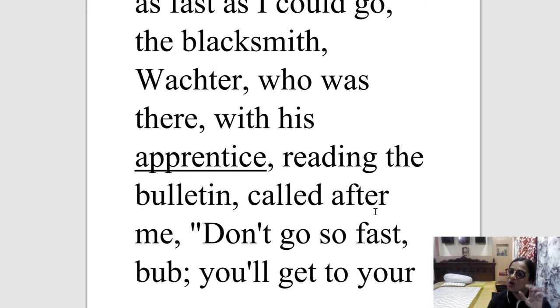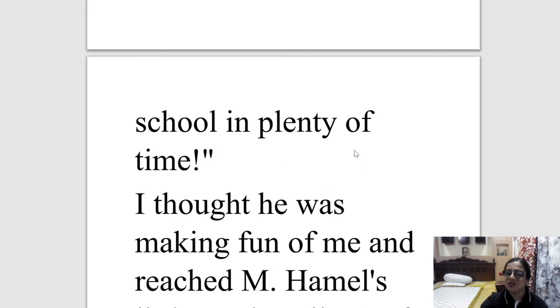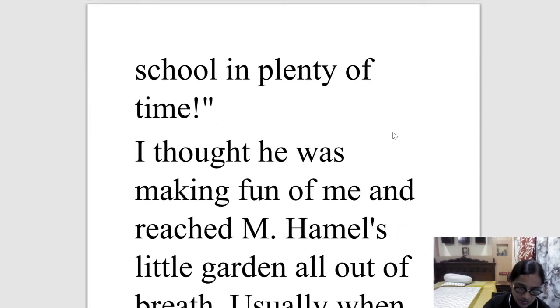So the blacksmith called after Franz and he said, "Don't go so fast, bub. You'll get to your school in plenty of time." So he said that he will reach his school in plenty of time. Now, this was a hint that there was no hurry for that day. Why? Later on, you will understand, students, that on the last day, what was happening? It was not a very formal class, it was the last lesson of teaching French. And the strict teacher, M. Hamel, was also very good on that day.